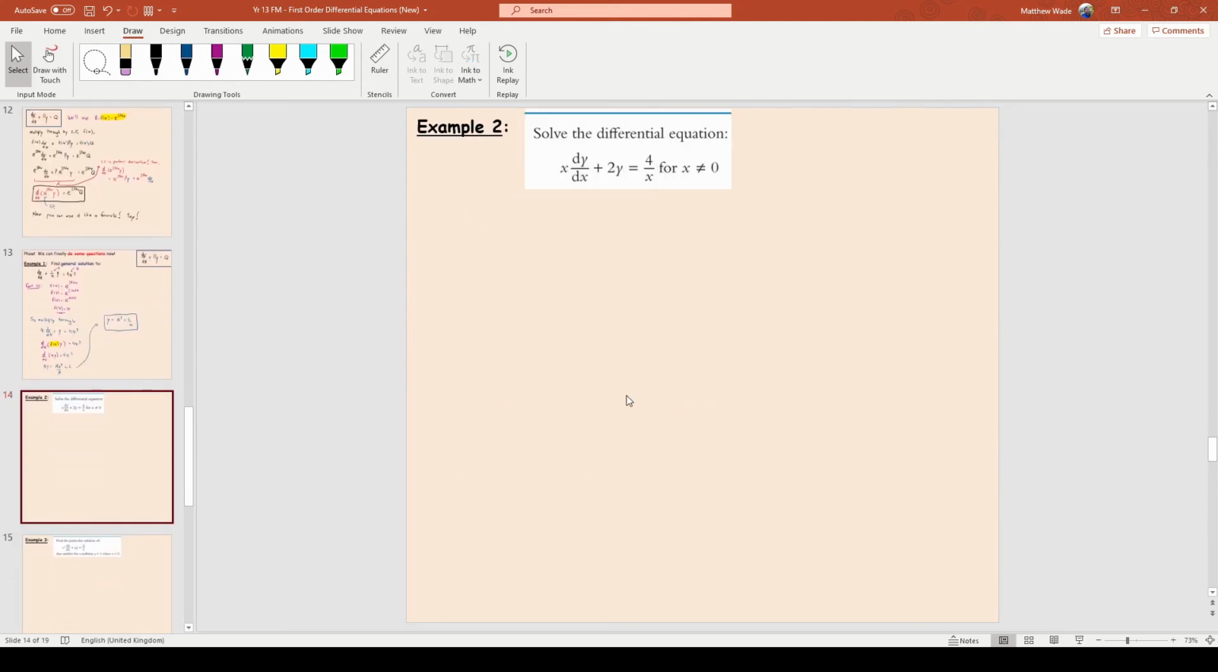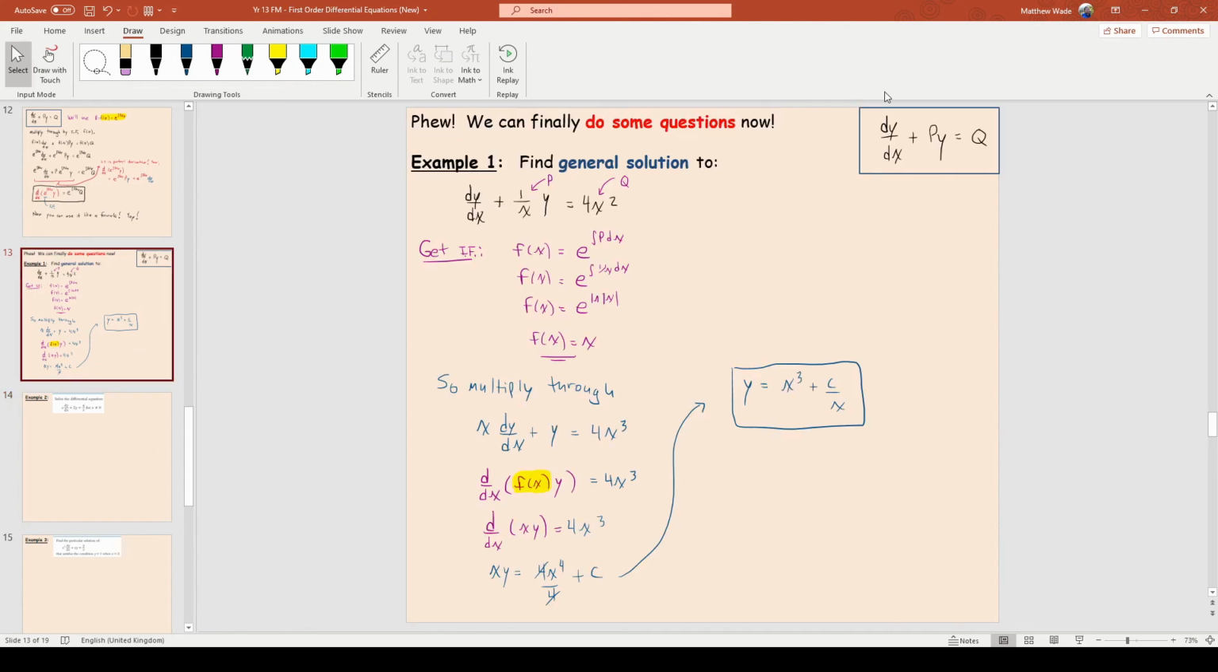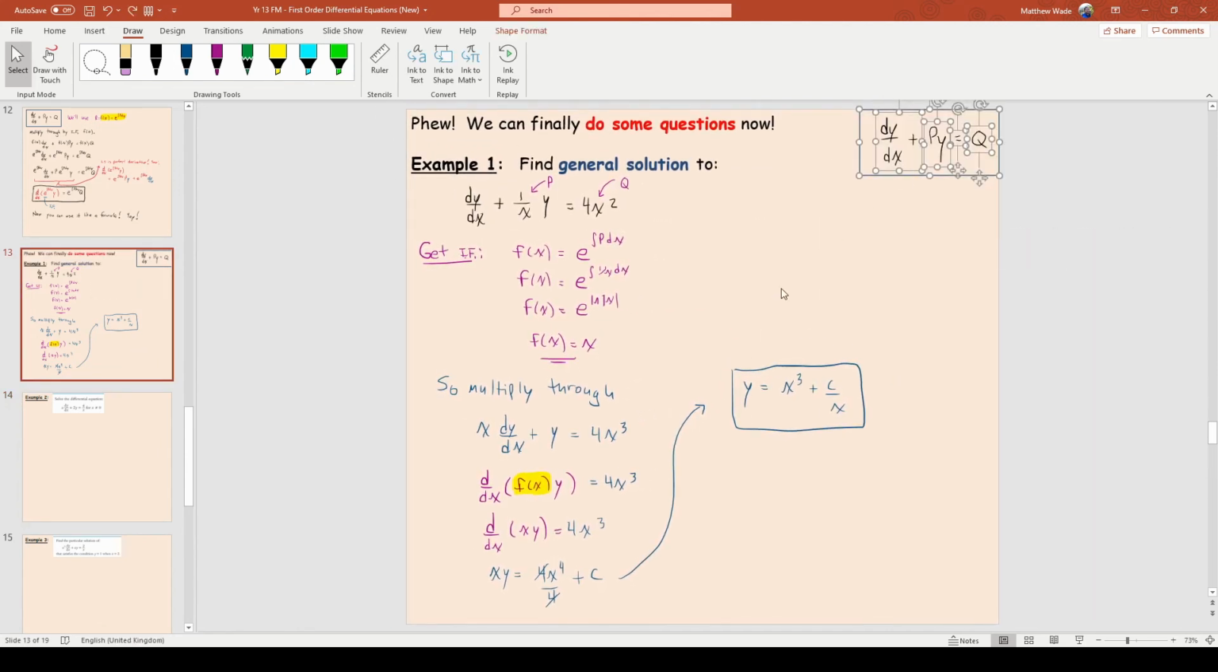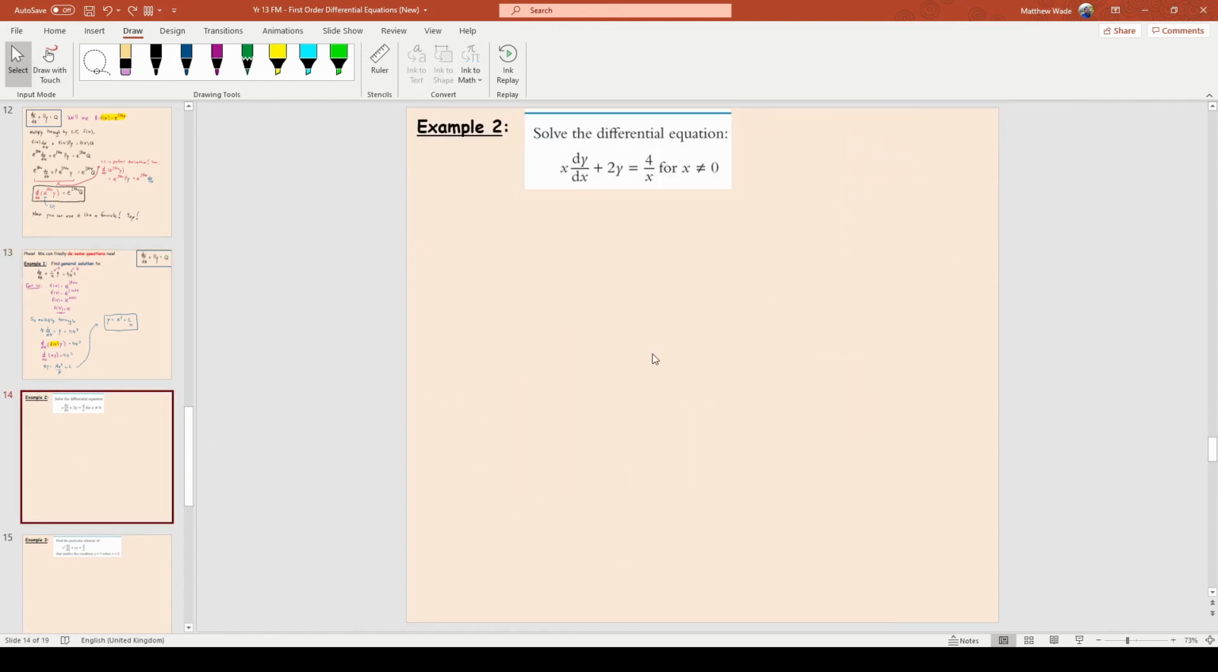So here's what I'd suggest, my lovelies. I would suggest that you try this one on your own. It's not quite as simple as it looks. I'm going to copy and paste this, and then I'm going to say try it on your own.